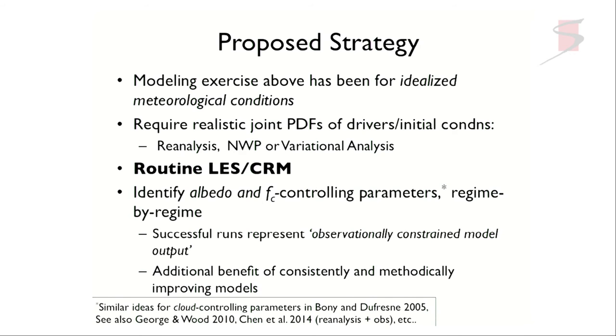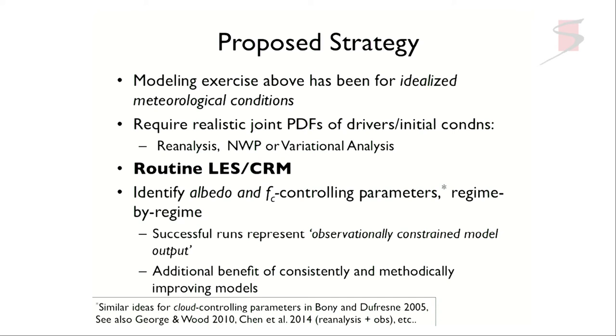And so I think that a way forward here, at least from the process level aspect of this, is the routine LES, cloud resolving modeling, that has been done already at KNMI in Cabauw, Holland, and is also a project that DOE ARM is going to be pursuing. The idea is to identify albedo and cloud fraction controlling parameters, regime by regime. Some footnotes over here, others have looked at this too. It's not necessarily that new.